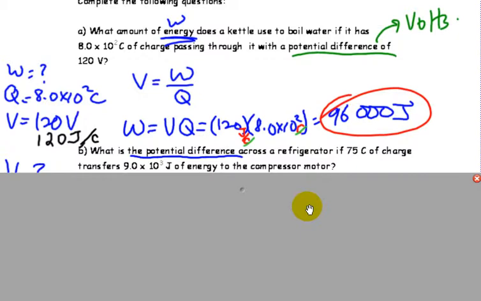B, what is the potential difference across a refrigerator if 75 coulombs of charge transfers 9.0 times 10 to the 3 joules of energy to the compressor unit? So why don't you set up the variables, what we know, what we're looking for, and see if you can work that equation. So maybe pause the video right now and see if you can work through that one.